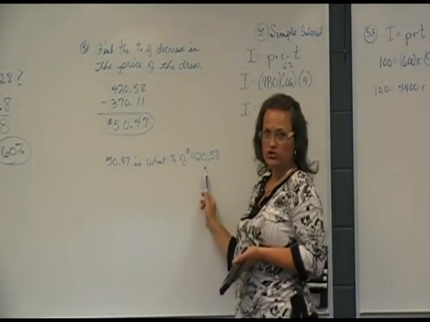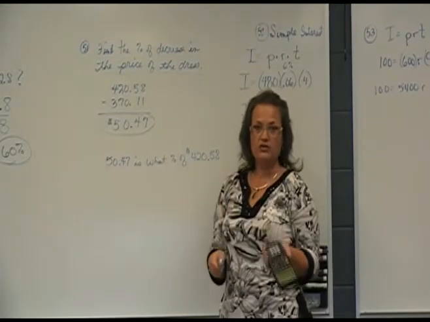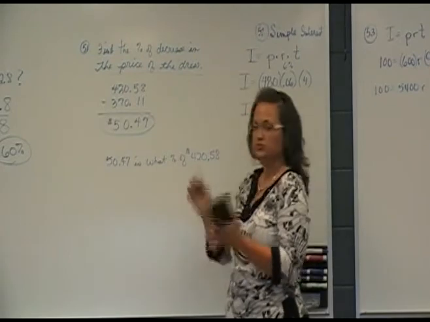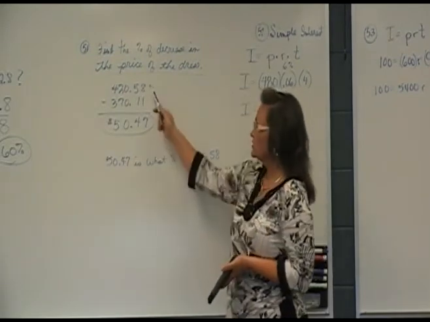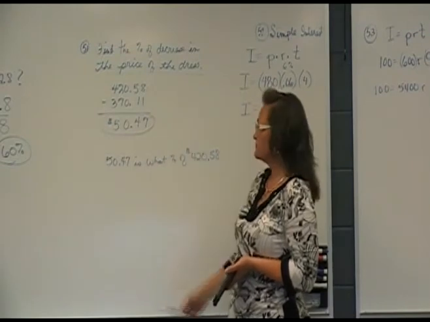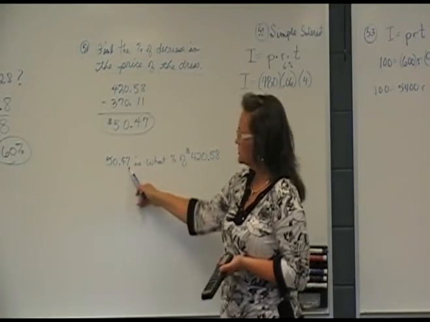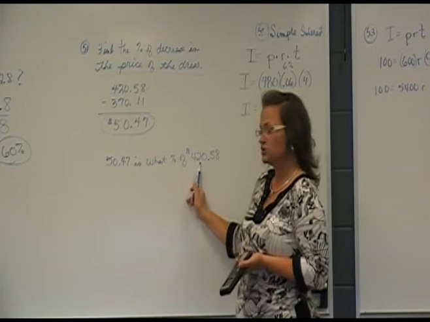Now, how did I know which one of these numbers to use with the of? And that is always based on the before amount. When you do percent of increase or percent of decrease, the percent of change, you go by the original amount. So that's why I need to go to the before amount, 420.58. So again, the question here is $50.47 would be what percent of that 420.58 it started as.